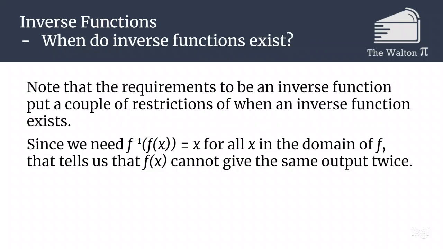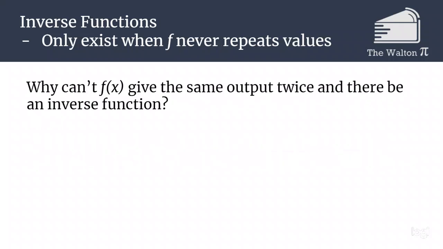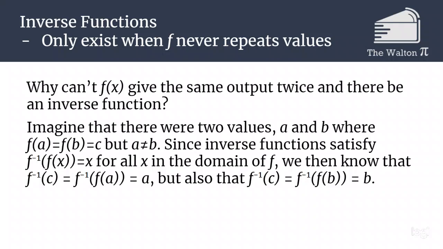So since we need f inverse of f of x to be equal to x for every x in the domain of f, that tells us that f of x cannot give the same output twice in order for there to be an inverse. So why can't it give the same output twice and still be an inverse function? Well, let's imagine that it did give the same output twice. So let's say that f of a and f of b both gave the same output. So f of a equals f of b equals c.